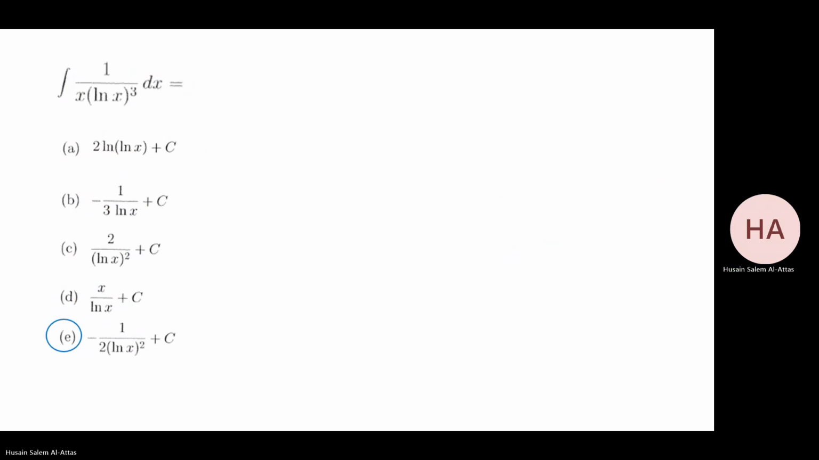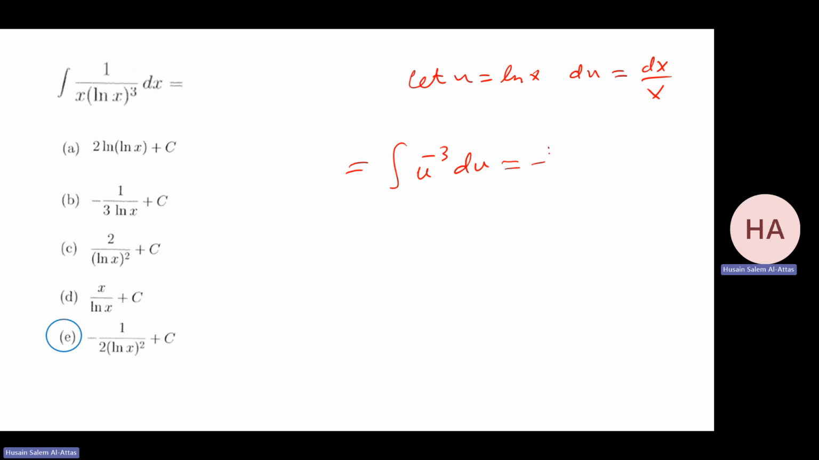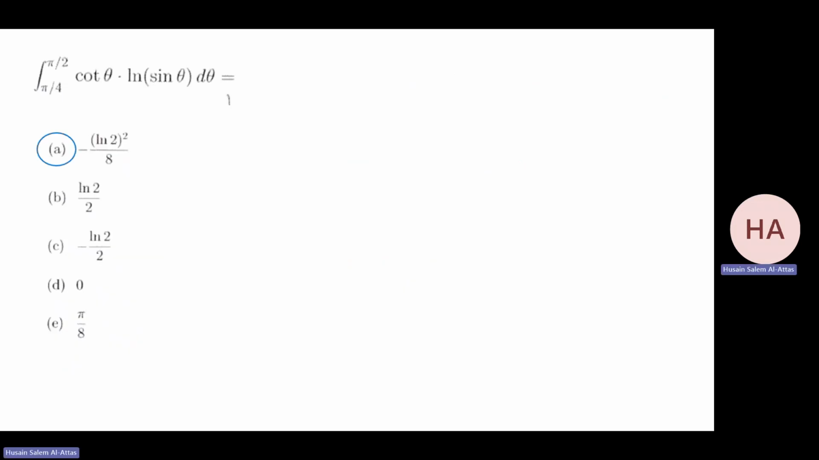Yeah. I will let u equal ln x. Du will be dx over x. So I have what? U is minus 3 du. That will be minus half u to the minus 2 plus c, which is minus 1 over 2. U is ln x, with the minus sign we take it down, ln x squared plus c, which is this. Easy ones.